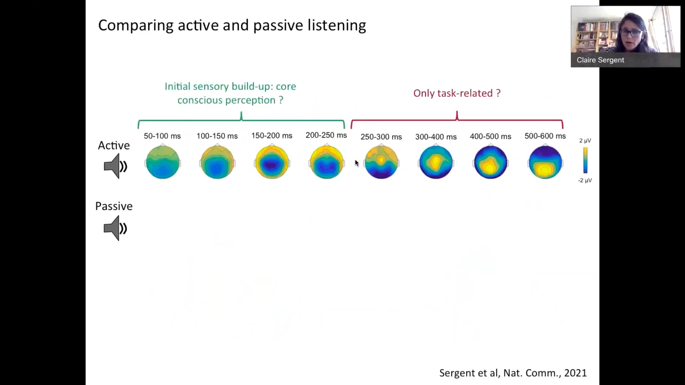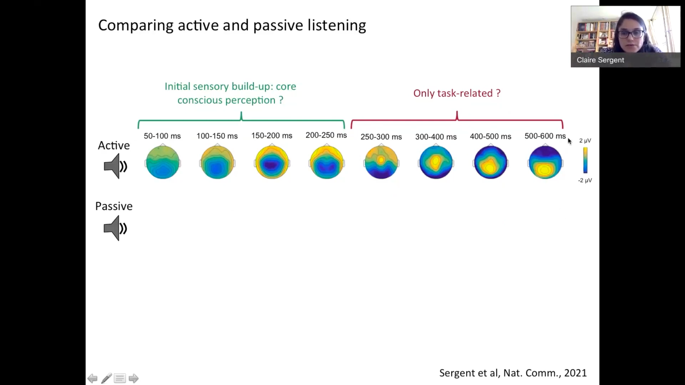Right, but that was in the active session. What happens for passive listening? So that's activity in the active session. And we have these late activity that correspond to bifurcation dynamics. And the big question is, are these late activations, which seem to correspond to P300, corresponding to task-related processes, or do they correspond to a signature of conscious access?